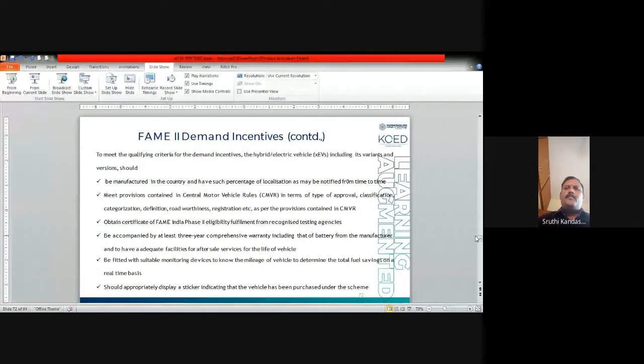Vehicles should display stickers indicating that the vehicle has been purchased under the scheme. So these are the FAME demand incentives.